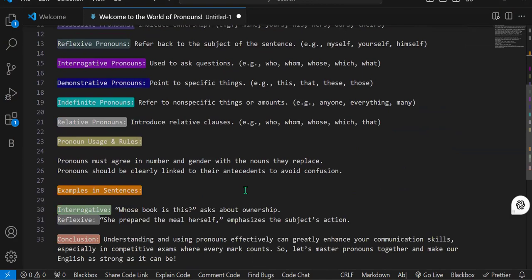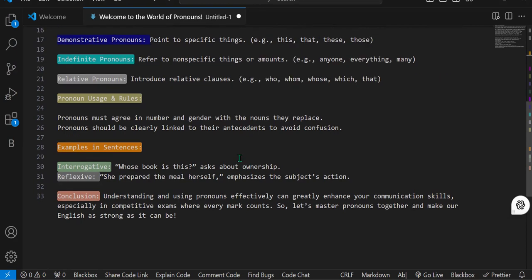Pronoun usage and rules. Pronouns must agree in number and gender with the nouns they replace. When you replace a noun, the pronoun must agree in number and gender. Pronouns should be clearly linked to their antecedents to avoid confusion. So when writing pronouns, it should be clear to avoid confusion.